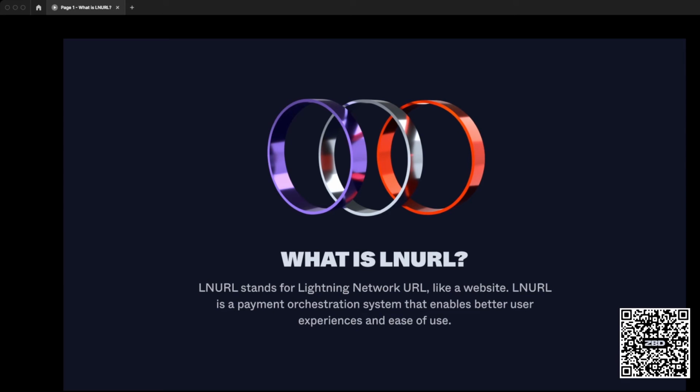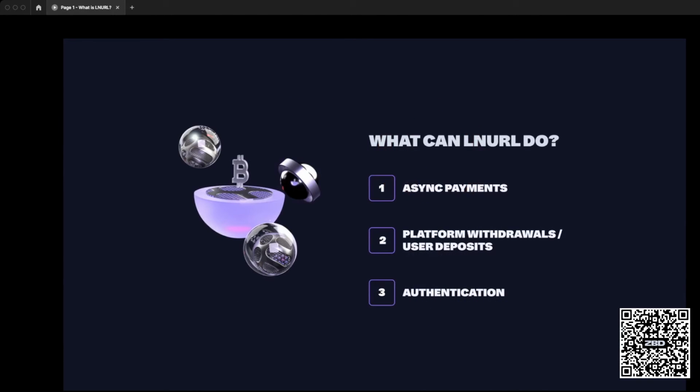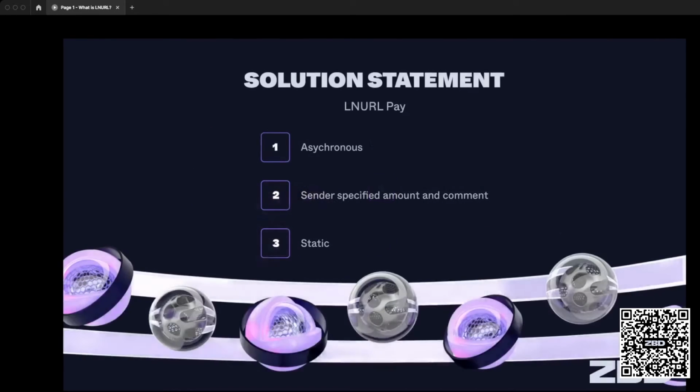So what is lnurl? lnurl stands for Lightning Network URL, like a website. lnurl is a payment orchestration system that enables better user experience and ease of use. What can lnurl do? Well, it can enable asynchronous Lightning payments. It can allow for platform withdrawals and user deposits, and it can allow for authentication.